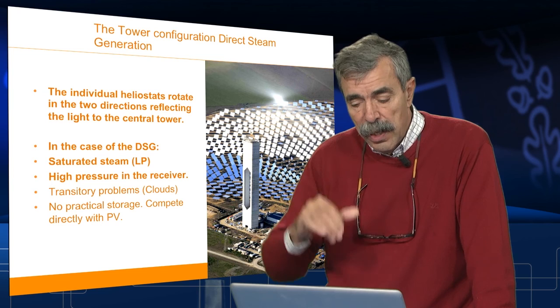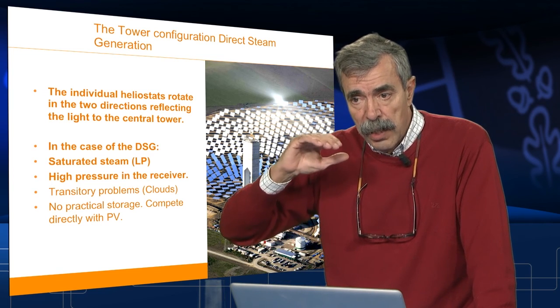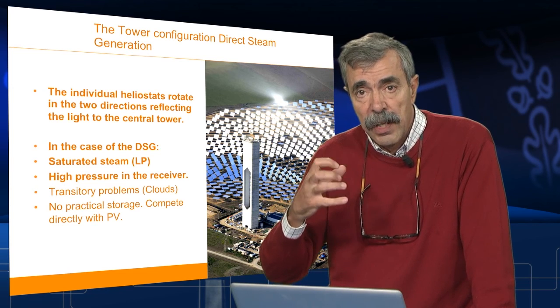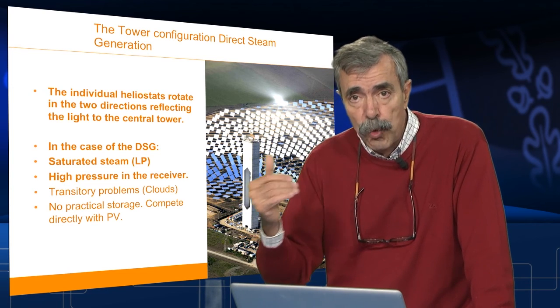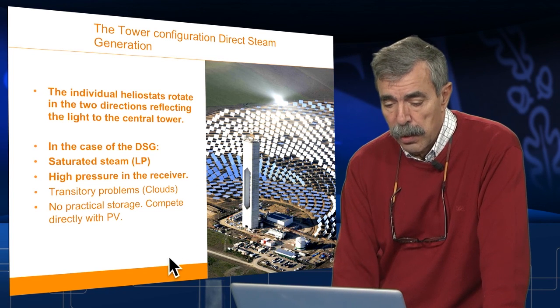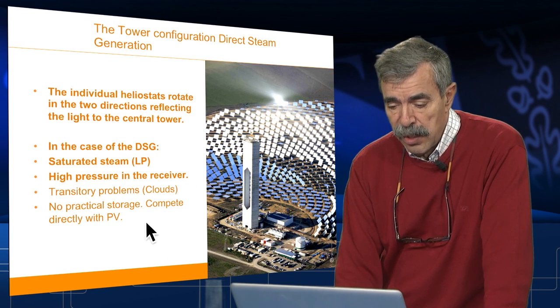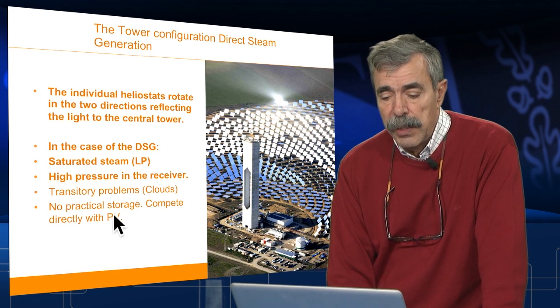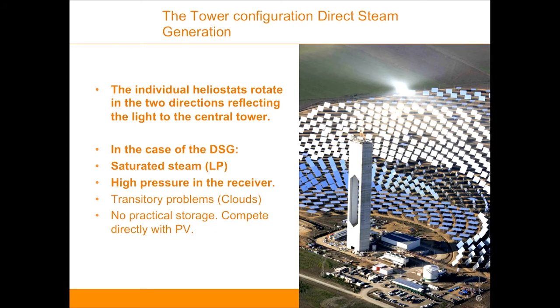Those 2 cylinders are just able to contain enough steam to operate the turbine for minutes before stopping it completely. So again, since there is no possibility of storage, that kind of plant competes directly with PV, and PV is cheaper. So why build them?